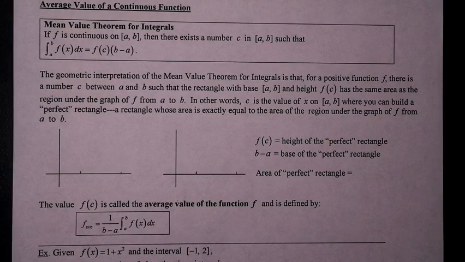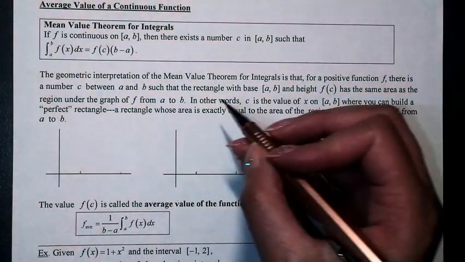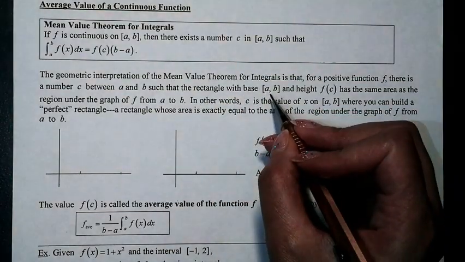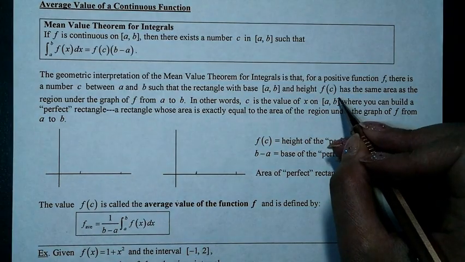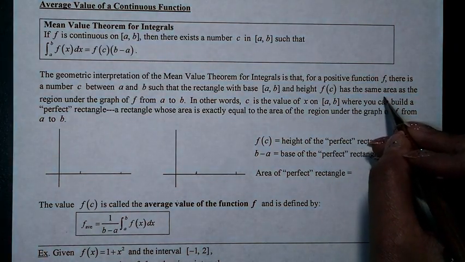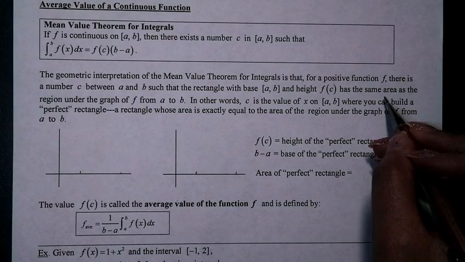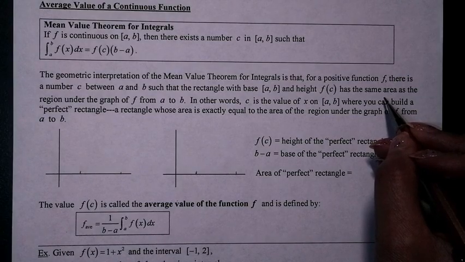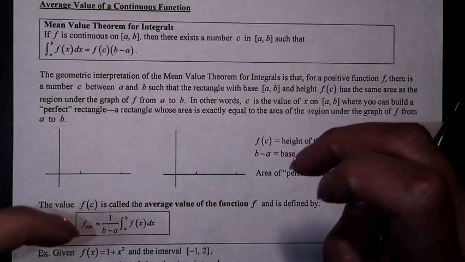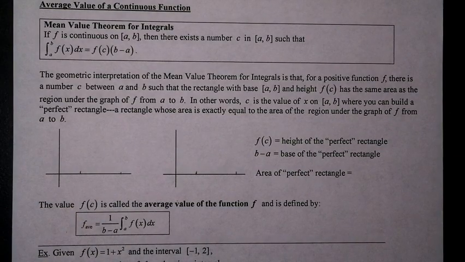The geometric interpretation of the mean value theorem for integrals is that for a positive function, let's call it f, there is a number c between a and b such that the rectangle with base from a to b and height f(c), that is an output, has the same area as the region under the graph of f from a to b. In other words, c is the value of x on this interval [a, b] where you can build a perfect rectangle whose area is exactly equal to the area of the region under the graph of f from a to b.